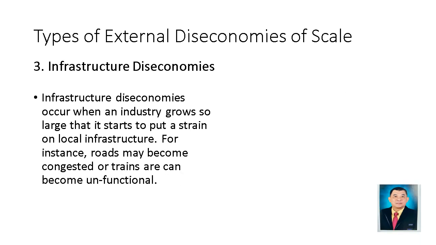And the last is infrastructure diseconomies. When we say infrastructure diseconomies, it occurs when an industry grows so large, it expands, it grows, that it starts to put a strain on local infrastructure. For instance, roads may become congested or trains become nonfunctional. Like here in the Philippines, we have what you call infrastructure diseconomies. All right. So that is very clear.